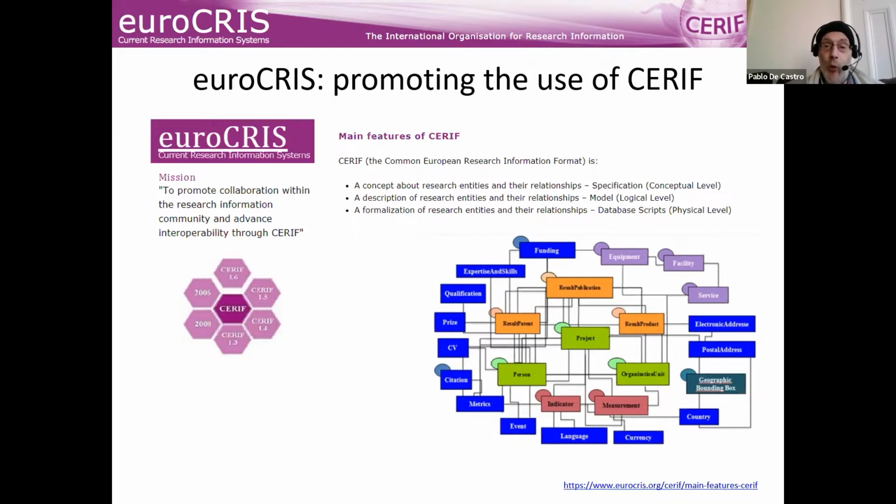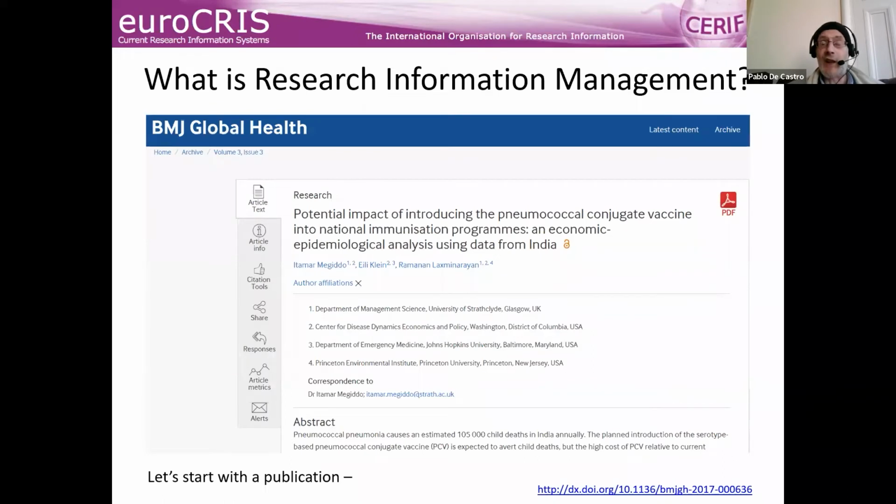So you have a wide range of entities that allow the whole research activity to be comprehensively described through a collection of metadata elements. So what is research information management? We will see an example here, starting with a publication. You have the journal article published in the BMJ Global Health on the screen. This was authored by a researcher at my university, Strathclyde in Glasgow. It's actually related to epidemiology in India.